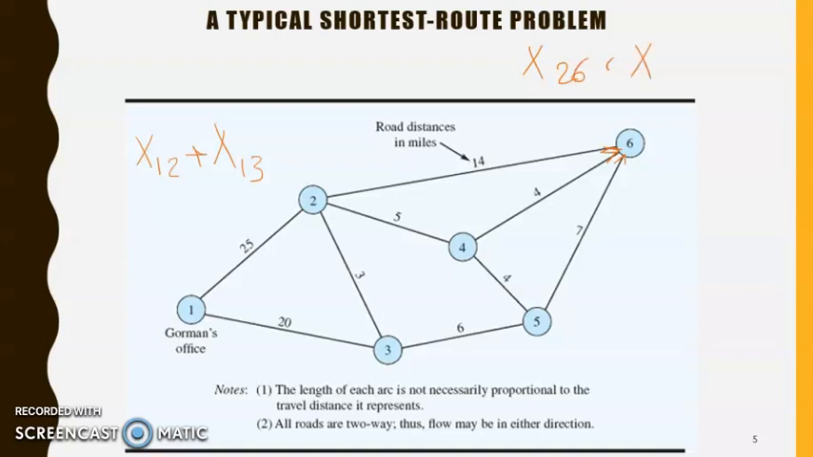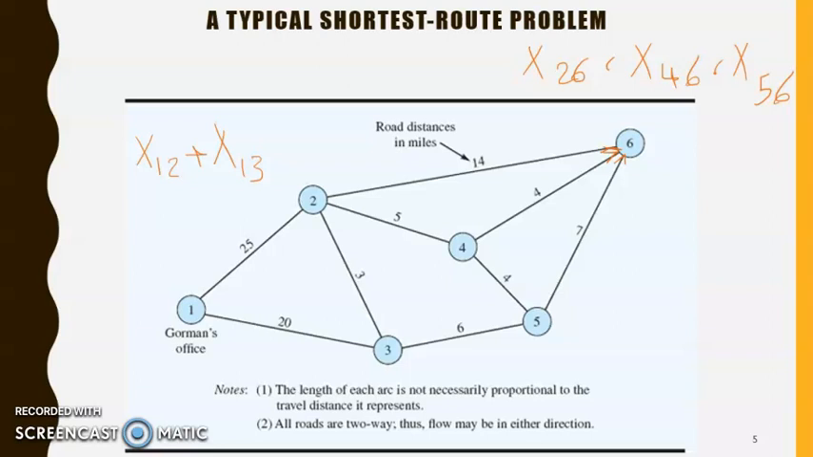So the associated variables are x26, x46, and x56. Similar to the origin, we know that one of these three things must be taken, so we can get to node 6. And another point is that only and only one of them must be taken, not two of them, not three of them, not none of them.